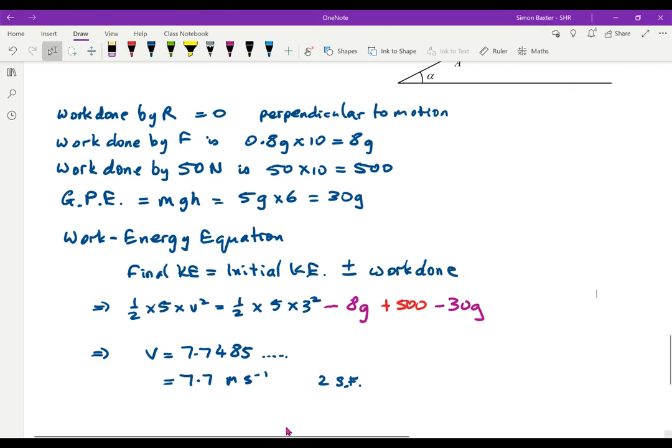You should do all of the questions on the worksheet which accompanies this video with the work energy equation. And as I've already said, don't rush your way into the equation. Take it steadily, look at each force. Does it want a plus or a minus?